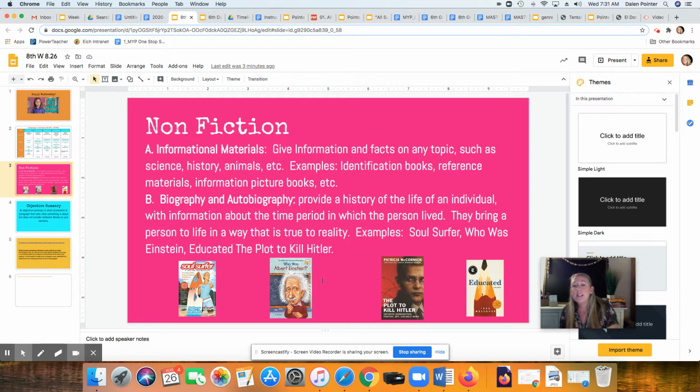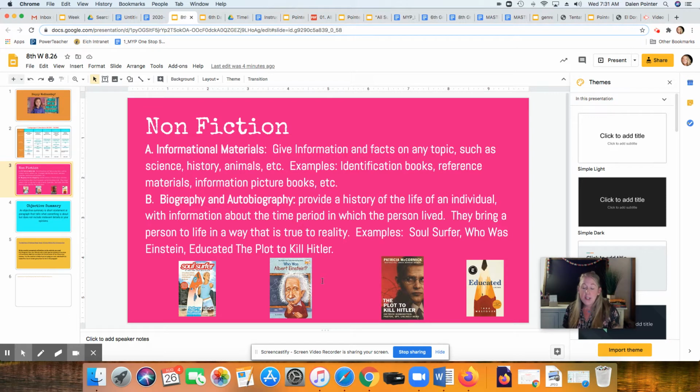Okay, and then next is The Plot to Kill Hitler, which I'm actually going to be book talking in just a moment. And then Educated by Tara Westover, which is one of the best books I've ever read. It's amazing, and I will book talk that later in the year. So if you want to go ahead and push pause now and take the time that you want to sketch note this, you can go ahead and do that.